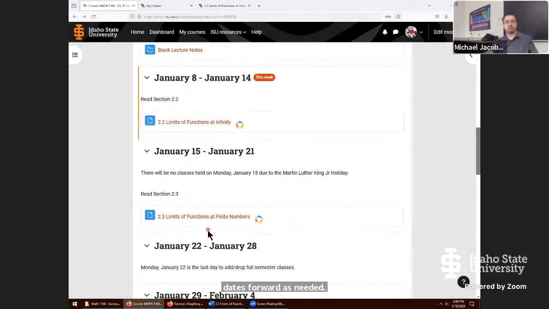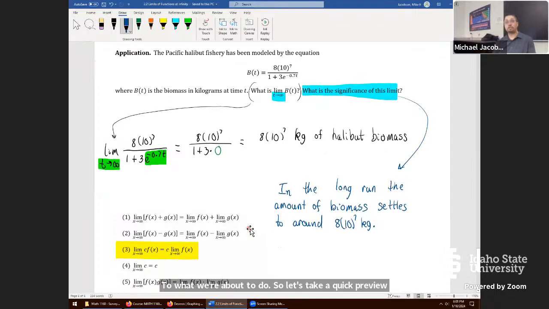And now we're on section 2.3, limits of functions at finite numbers. That's a whole new topic, so I don't want to get too far in, but it might be a good idea to compare what we did so far in 2.2 to what we're about to do. So let's take a quick preview before we call it a night. First, any questions at all, folks, with the conclusion of these notes?